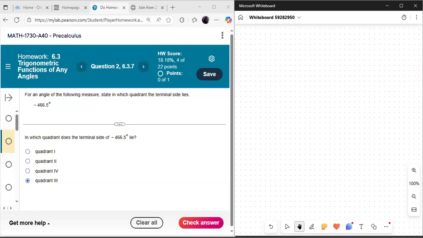I'm going to go over a few homework problems from chapter 6.3, trigonometric functions of any angle. Starting with number 2, it says for an angle of the following measure, state which quadrant the terminal side lies in. So we're looking at negative 466.5. If we want to find an angle that is coterminal, we can just add 360 degrees.